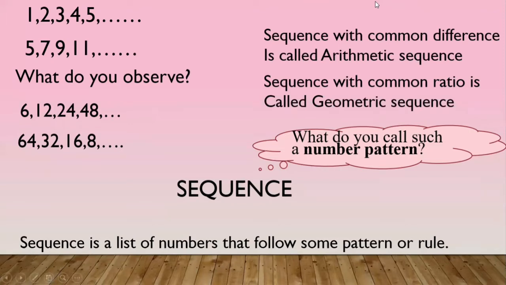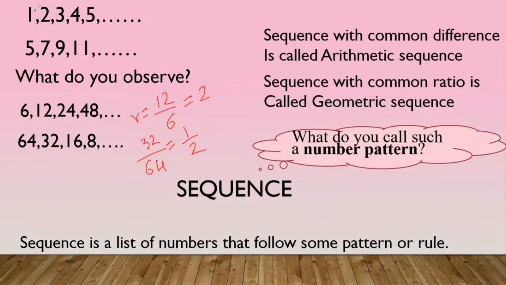Okay, so how do we find the ratio here, children? Look at this. To find the common ratio, we move to the next term. So 12 divided by 6 is equal to 2. So this is the common ratio. Again here, 32 divided by 64 is equal to 1 upon 2, which is the common ratio r here.